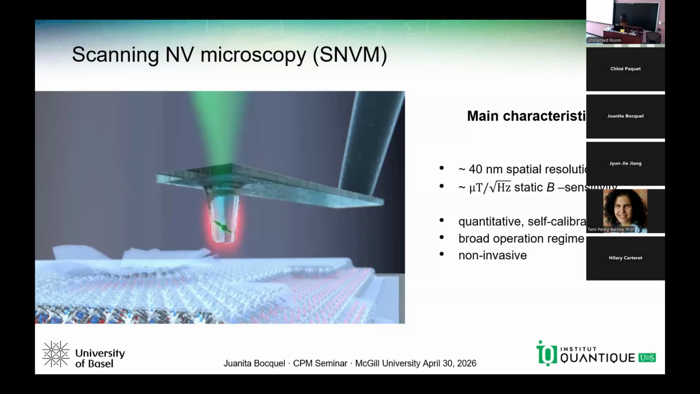It is not a very good AFM in itself. It has only about 40 nanometer spatial resolution, and the magnetic field sensitivity for DC is about microtesla per root hertz. As I mentioned earlier, magnetometry with NV centers is quantitative. It works at room temperature, it works at low temperature, though the contrast might be slightly less. And it is also importantly a non-invasive approach.